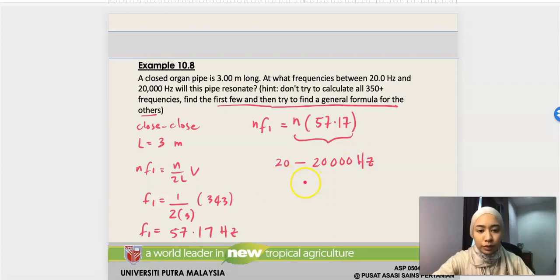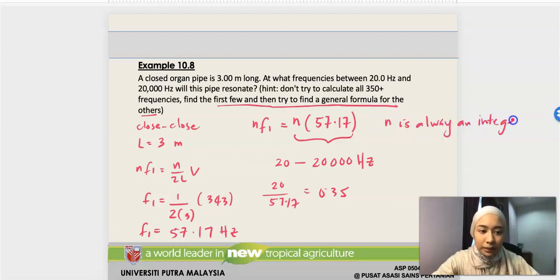Okay, so what we do is 20 divided by 57.17. 20 hertz divided by 57.17 gives me 0.34. It's okay, let's do it first. So 20 divided by 57.17 gives me 0.35. Remember, n is always an integer.